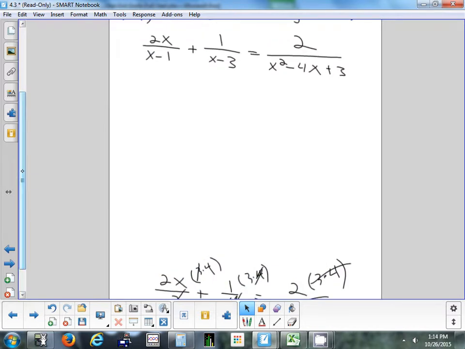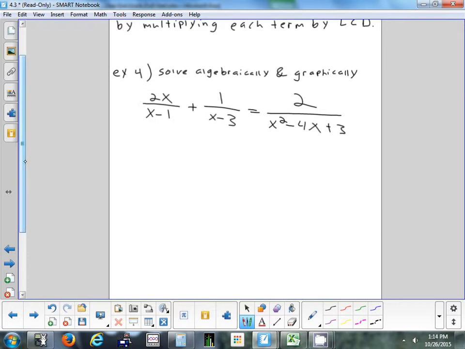All right, so what could I multiply everything by here to get rid of all these denominators? Shelby? X squared minus 4x plus 3. Yep. Instead of thinking of it that way, though, I'm going to write it as x minus 1, x minus 3. Just like I wrote 12 as 4 and 3. So we got x minus 1, x minus 3, multiplied on each term.